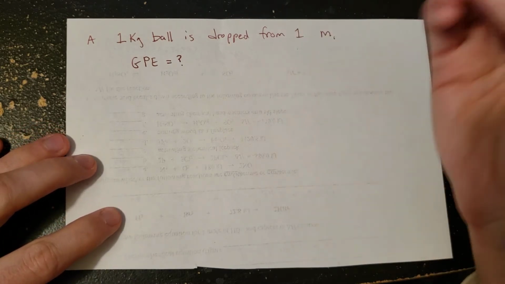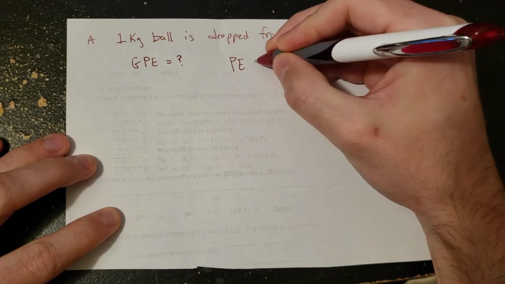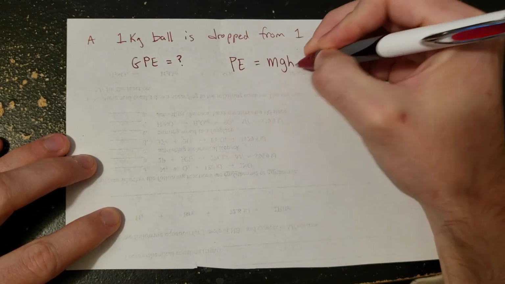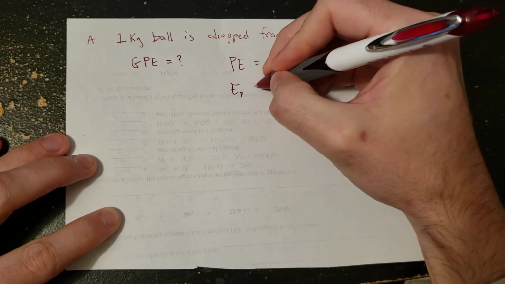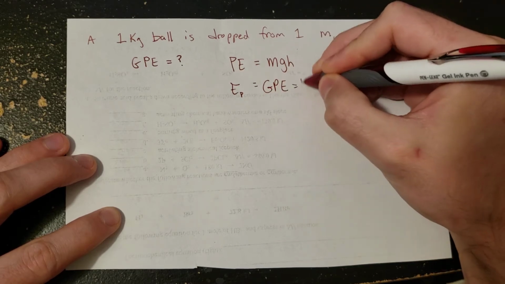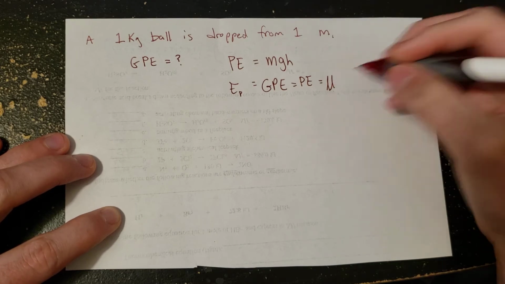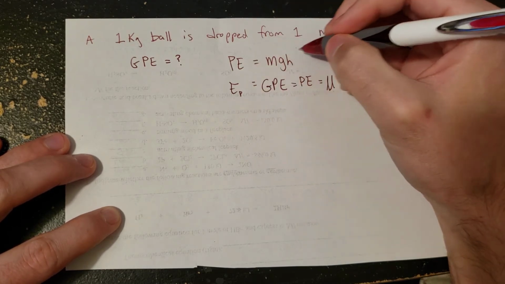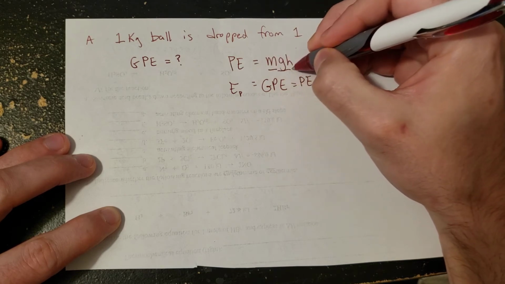So the first thing I want to write is just the equation for potential energy. So potential energy is equal to mgh. Potential energy can be written as a capital E with a little p, and that's the same thing. We can write it as GPE for gravitational potential, or just PE, or even a U, which I don't use very often, but that is another one. So those are all the same thing. They just mean potential energy due to gravity, and this is the equation mgh.